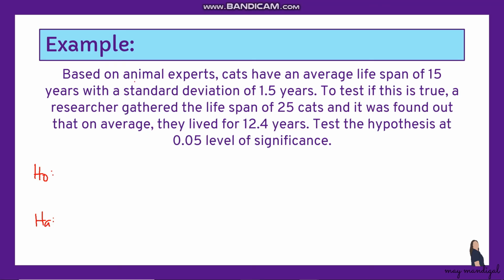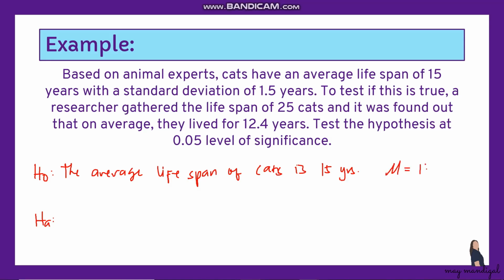So here, based on animal experts, it is a known fact that the average lifespan of cats is 15 years. And this researcher wants to check if this is true. So we can just get the opposite of this one, and that will be our alternative hypothesis. So let's write first our null hypothesis, which is the average lifespan of cats is 15 years. So that is our null hypothesis. If we write it in symbol, it's like this one.